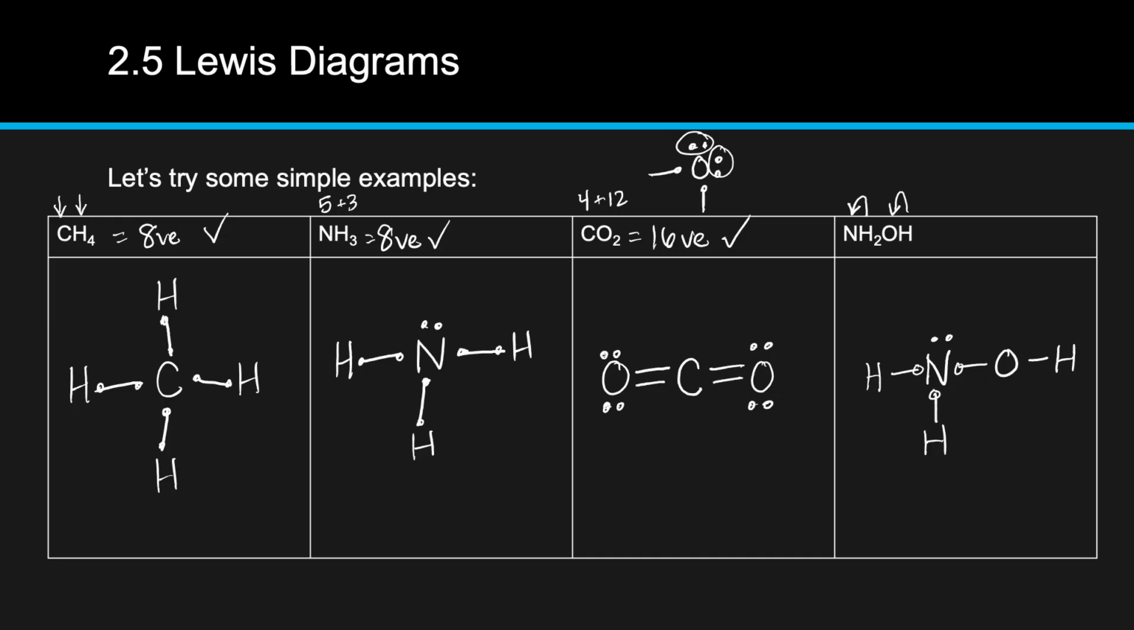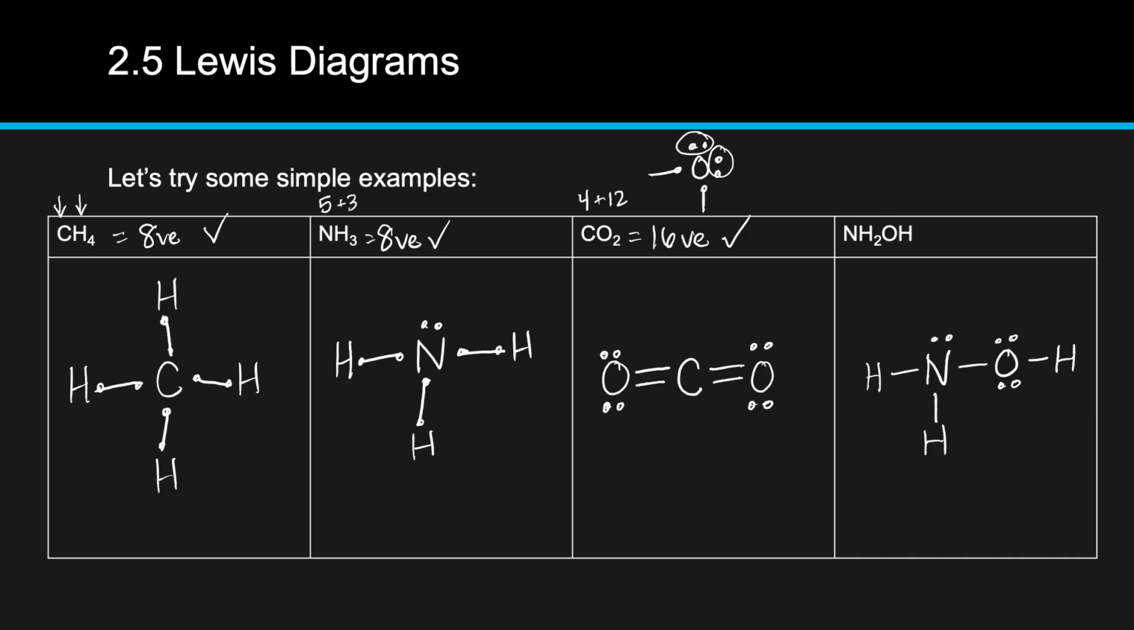For oxygen, remember we have 6 valence electrons. It bonded out 1 and 2. So we have 4 left. So you need to put on oxygen's 2 lone pairs. And now it should add up to all of the valence electrons for NH2OH.